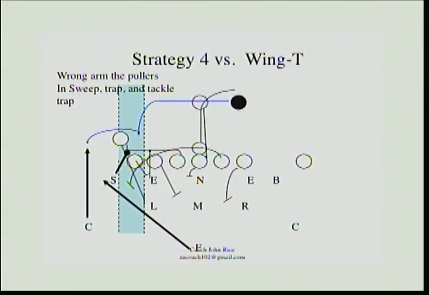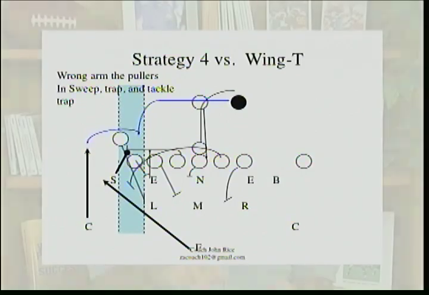Strategy 4. Because we have the free safety and the corner filling hard on all down blocks, we would like to wrong arm any pullers. So this is the sweep series. We have down blocks by the end and by the tight end and the wing, and then we have guards pulling. Well, if we have down blocks, we're going to have the spur wrong arm that guard and try to spill it outside to an unblocked corner and free safety filling inside and out. So we're going to wrong arm the sweep, which is shown here. We're going to try to wrong arm any long trap, and we're going to try to wrong arm any tackle trap and spill the ball outside in these schemes.